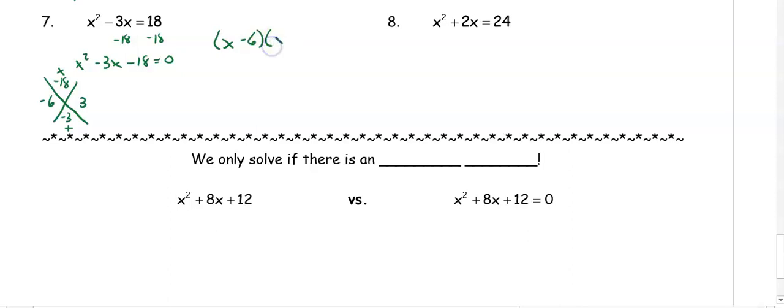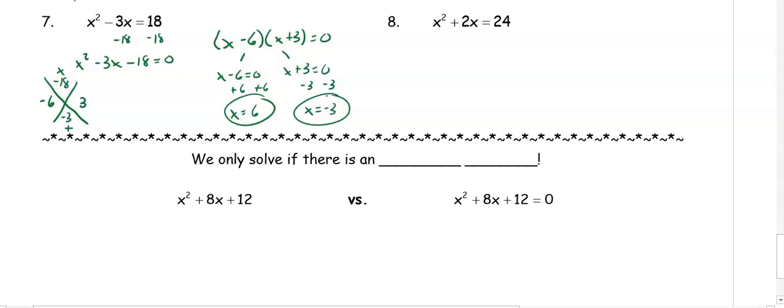So x minus 6 and x plus 3 equals 0. So each part gets set equal to 0. X minus 6 equals 0. X plus 3 equals 0. We can add 6 on both sides, so x equals 6. And when we subtract 3 on both sides, x equals negative 3.